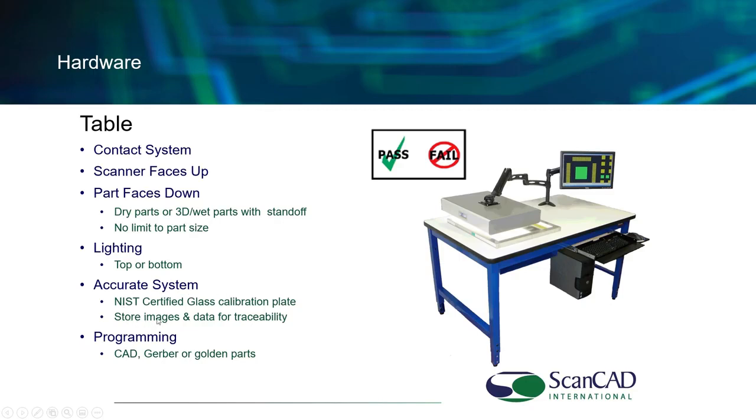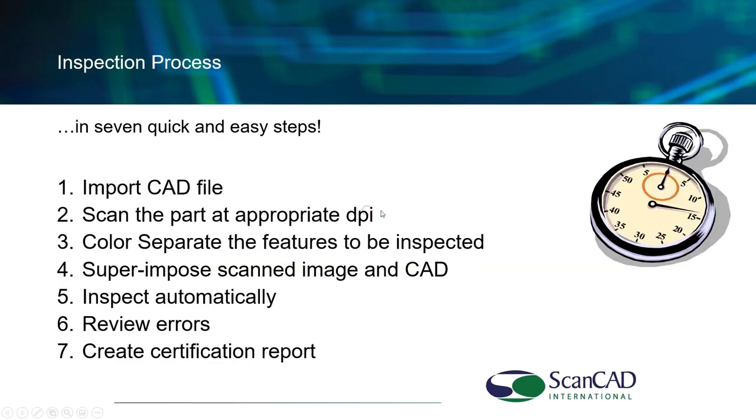And then I would like to share with you that you can store those images and data for traceability. Everything that I've shown you can be stored and saved. Again, programming from CAD. Gerber is a form of CAD or golden part. Our objective again is that pass-fail. These are the 7 steps that are typically run today for an inspection. Most inspections, most customers have a 5-minute process.